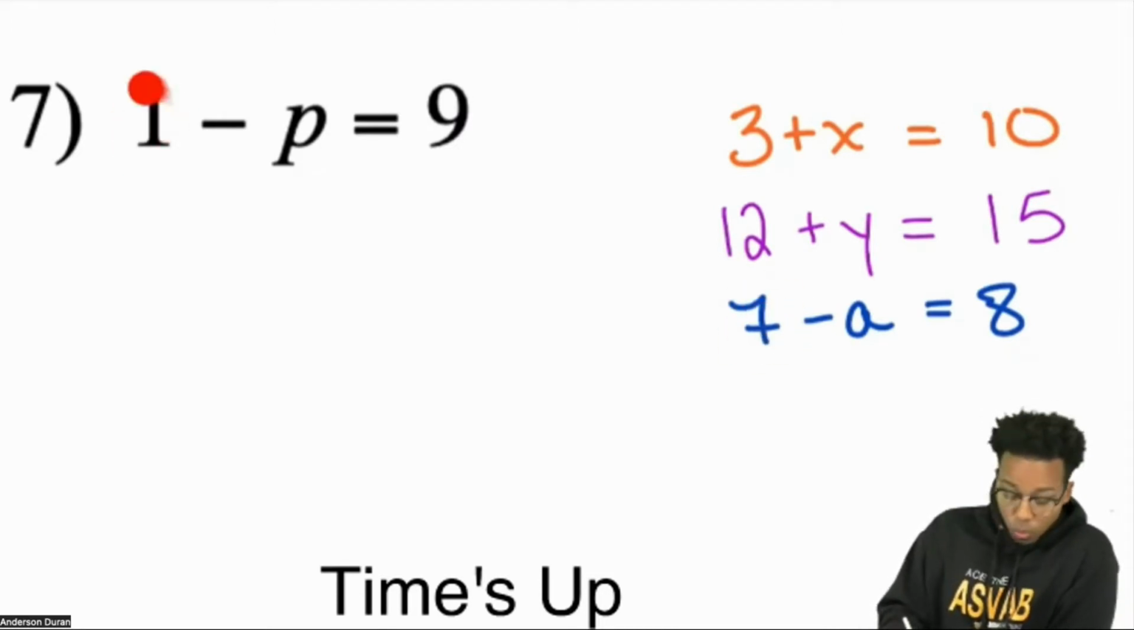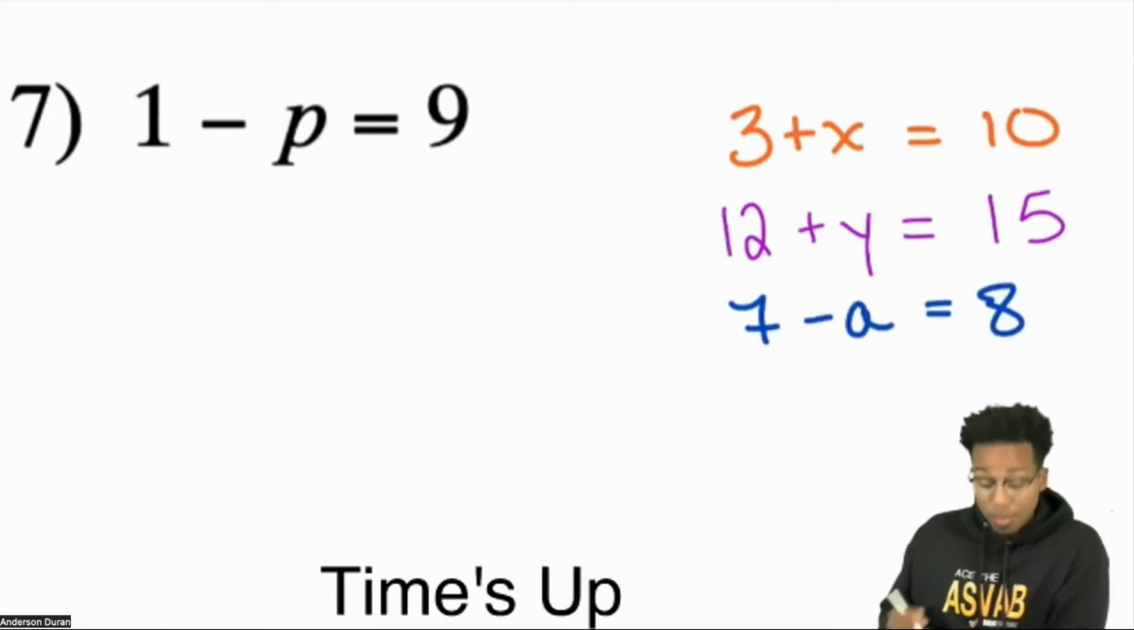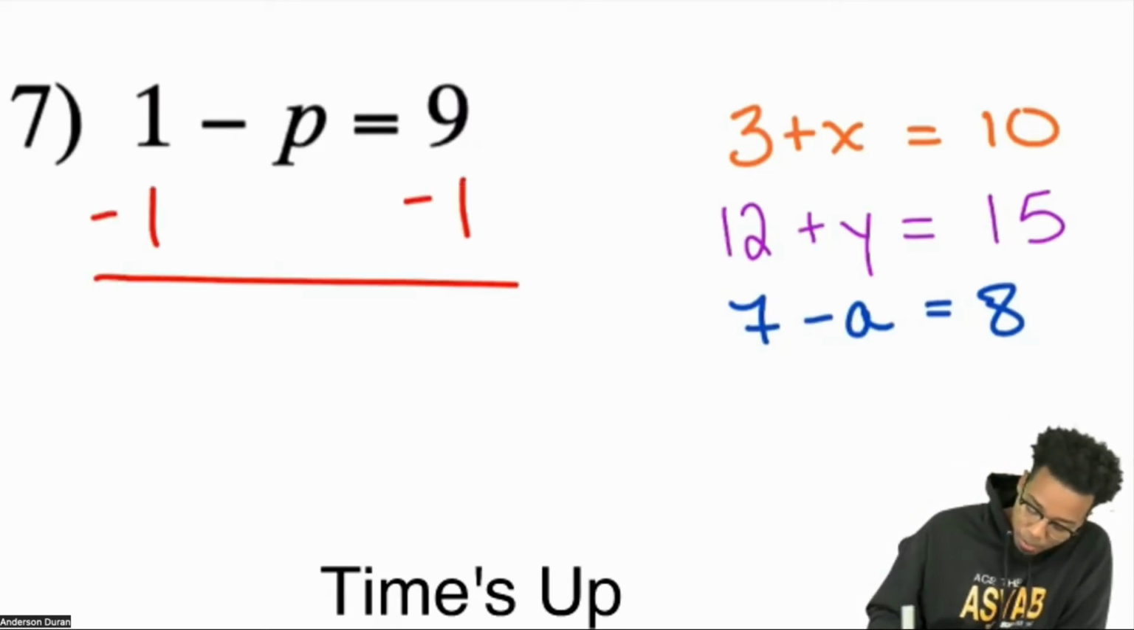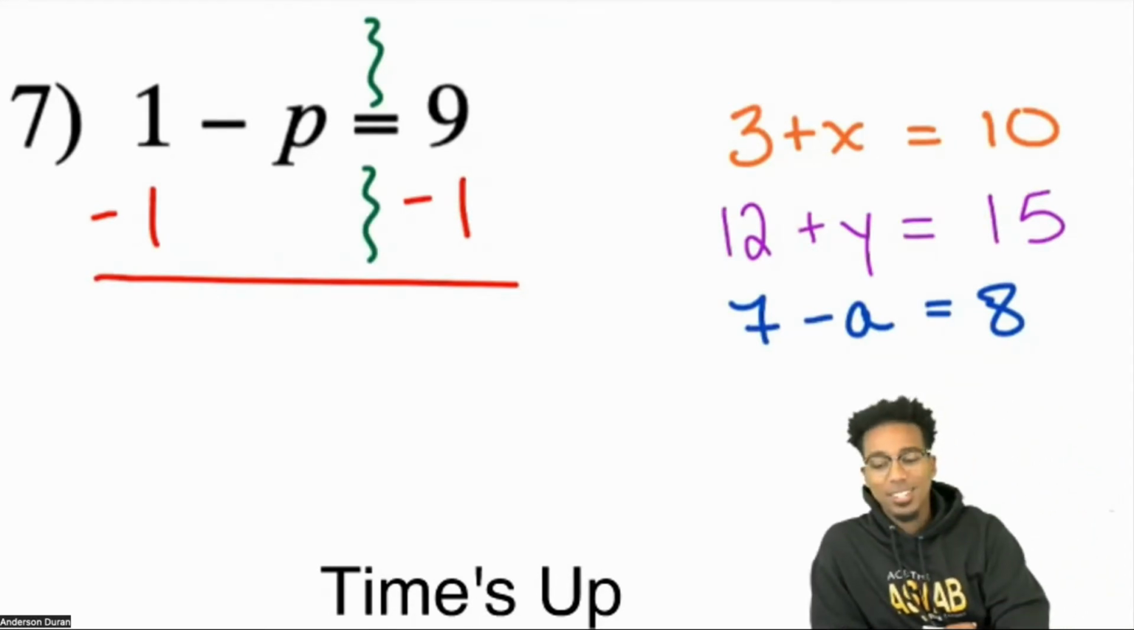Over here, this 1 is just chilling. It's a +1. This is subtracting P. That's just a +1 though. You don't see a negative there. And so to get rid of a +1, you would subtract 1 on both sides. Yes or no? Does that make sense? I got you, Krishan.